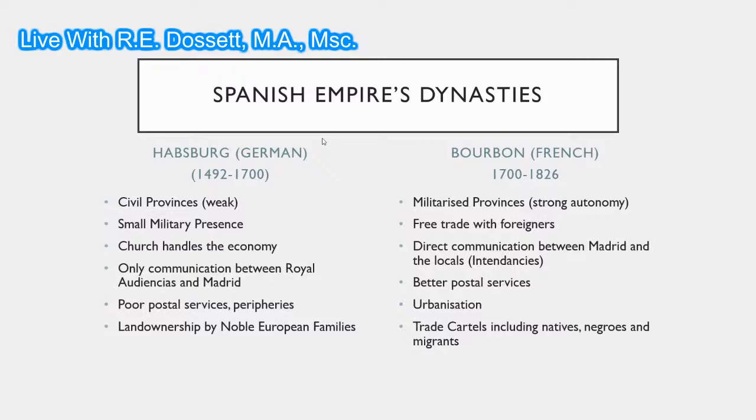And urbanization took place, so many people moved to the big cities. And you had trade cartels that formed. That included native people, those Amerindians, black folks, as well as migrants. So you had multi-ethnic trade cartels that formed and operated together. You could say they developed colonial corporations. So by now, under the Bourbon reforms, which were almost complete around the 1780s, there was almost nothing left anymore of the feudal society that Spanish colonization began with.